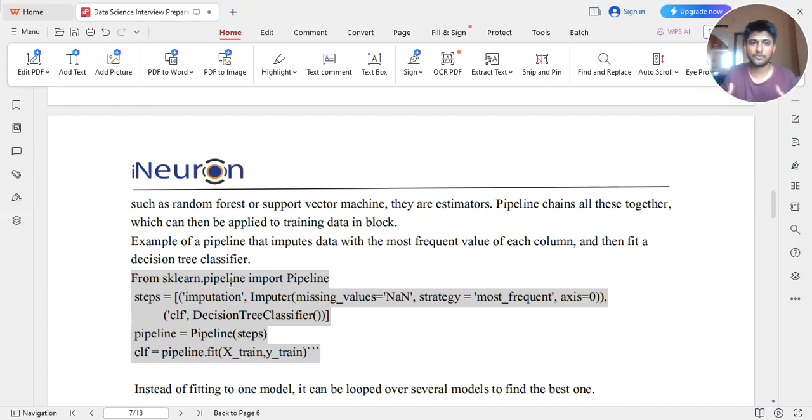Here is an example of a pipeline that imputes the data with the most frequent value of each column, then fits a decision tree classifier. From sklearn.pipeline you import the Pipeline library. You tell it that you are using an imputation feature, imputing the missing values, where the strategy is most frequent and the axis is rows or columns, depending on what you are applying, and then you perform this.